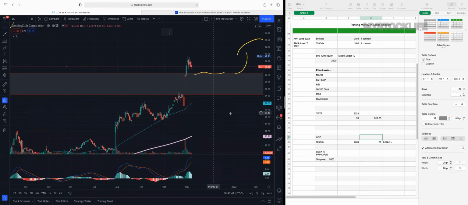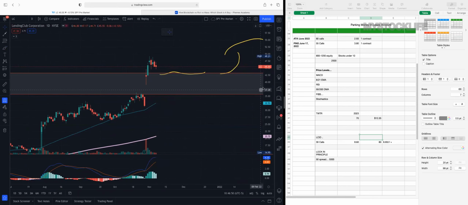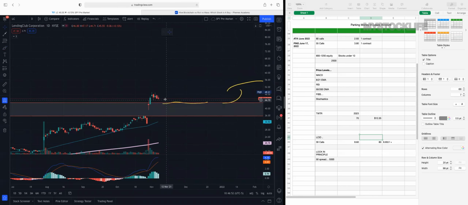LB called this stock before the major squeeze, so congrats that you guys had it. And Lending Club, I think, is holding well, a very big squeeze all the way from 30 to 49, right? That's a big move you guys need to understand.